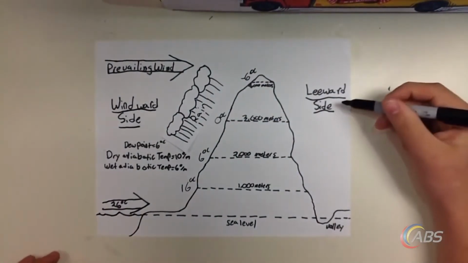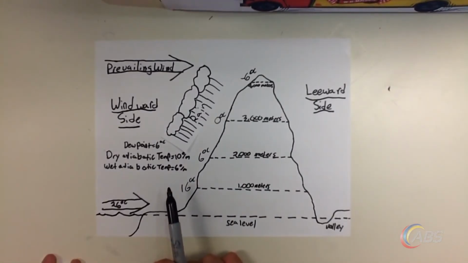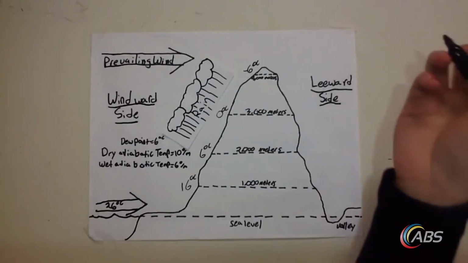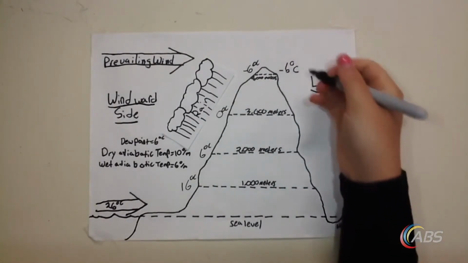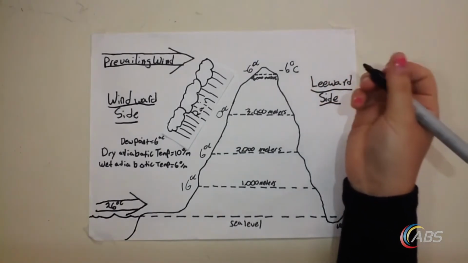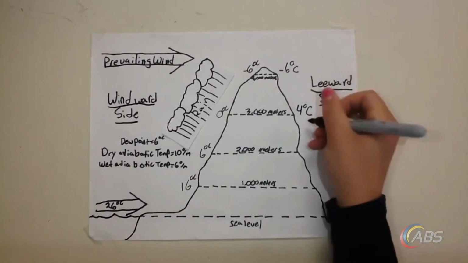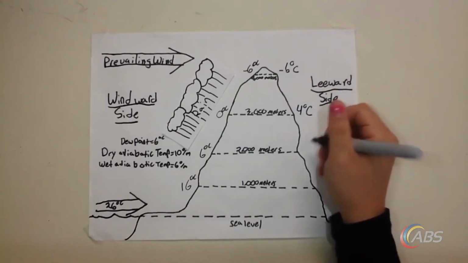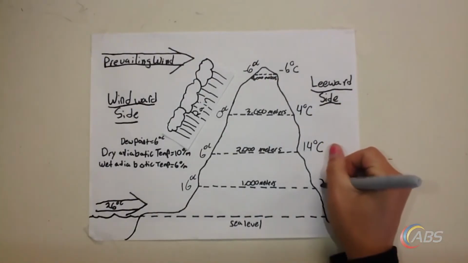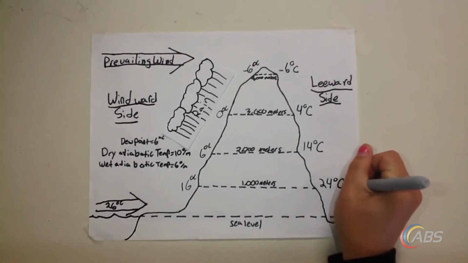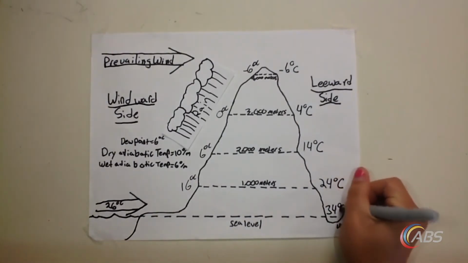Now that we're on the leeward side of the mountain, we are adding 10 degrees Celsius every 1,000 meters we go down. Now, it'll stay negative 6 degrees Celsius over here because it is at the same elevation. It's descending 1,000 meters, so you'll be adding 10. So now it is 4 degrees Celsius. Adding another 10 for the 1,000 meters. That's 14 degrees Celsius. Another 1,000, 24 degrees. That'll end at 34 degrees Celsius.